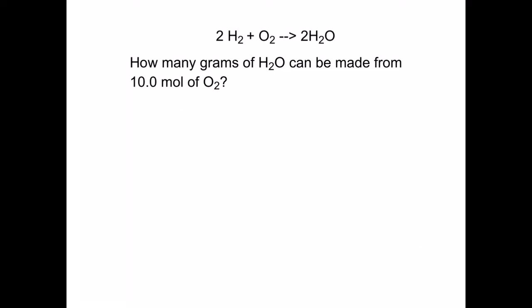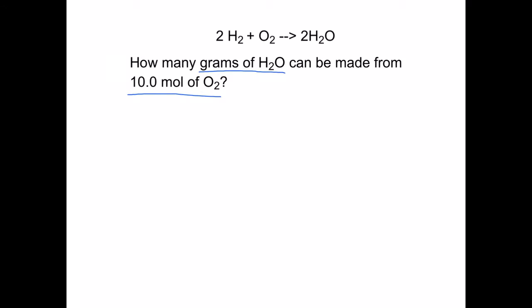In the next example, we are asked the question, how many grams of H2O can be made from 10.0 moles of O2? This problem is similar to the last one because one value is grams and the other value is moles. However, in this instance, what we are given, our starting value is 10.0 moles of O2, and then in the end we will have to find grams of H2O.